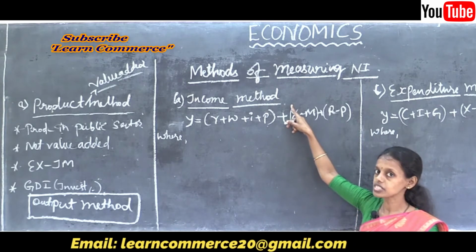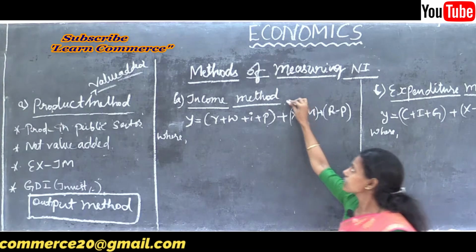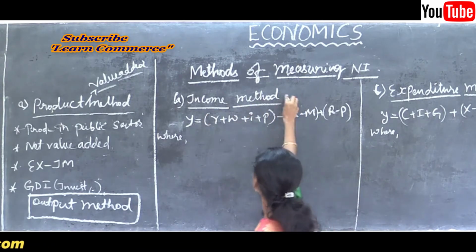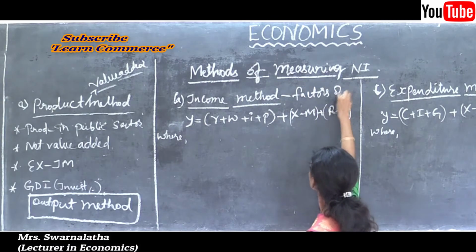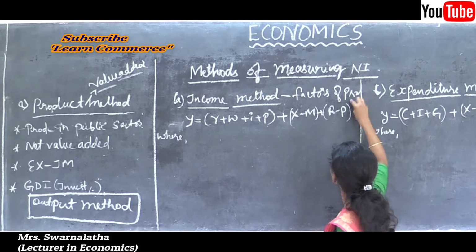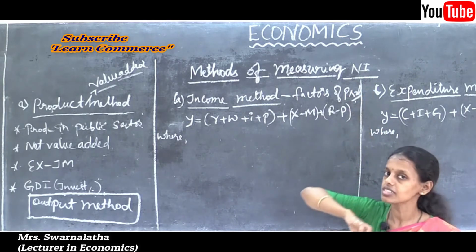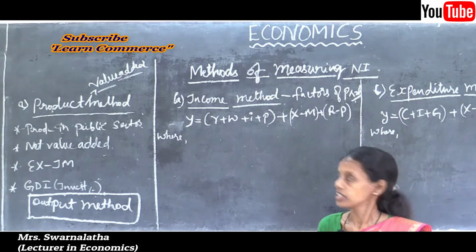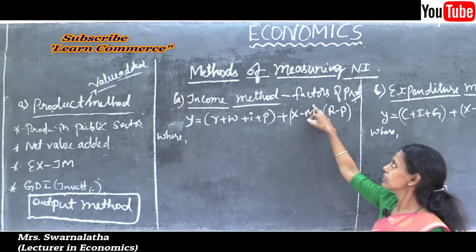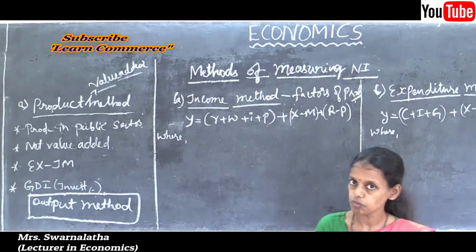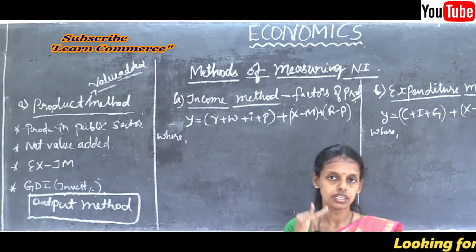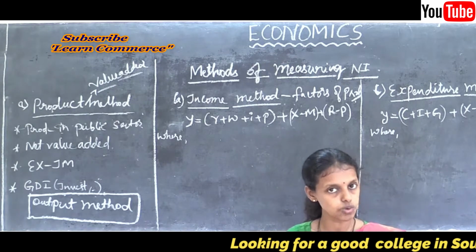So the income received from the factors of production. Factors of production are nothing but the influencing factors in the case of production. Thus, in the income method, we are measuring the income on the basis of factor payments. Land, labor, capital and organization are the factors of production.